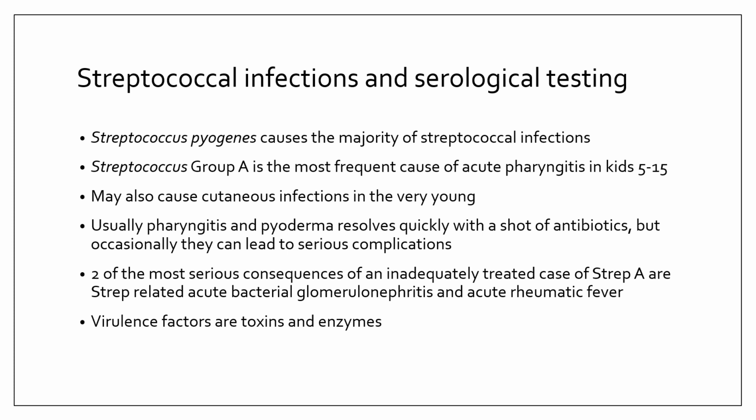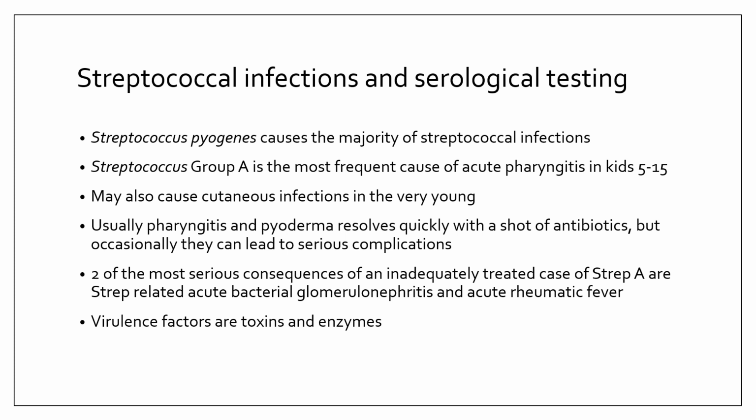Streptococcus group A is the most frequent cause of acute pharyngitis in kids 5 to 15 years old. That's basically strep throat. Streptococcus pyogenes can also cause cutaneous infections in the very young. A cutaneous infection would be something like impetigo. Usually, pharyngitis and pyoderma resolve quickly with a shot of antibiotics, but occasionally they can lead to serious complications. And of course, those complications can be acute glomerulonephritis or rheumatic fever.